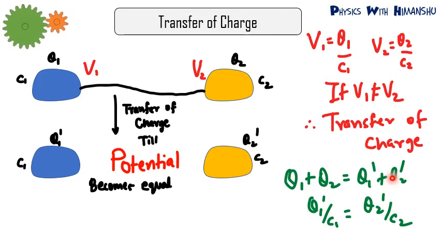Remember, if charge is negative, take it to be negative. If charge is positive, take it positive. So suppose Q2 is minus 2 coulomb, then in all the formulas you have to put the value of Q2 to be minus 2 coulomb. You can't ignore the sign of charge. The polarity of charge is very important while calculating potential, while calculating sharing of charges.